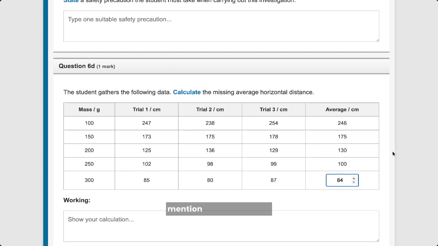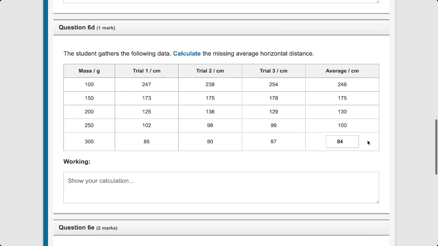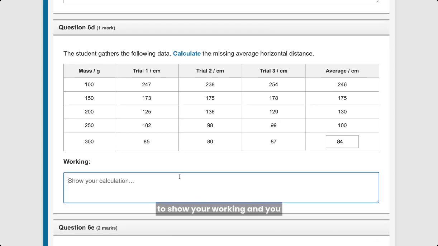Now you should not mention centimeter here, because centimeter is already mentioned on top. And of course you have to show your working, and you should be good enough to show the working. 85 plus 80 plus 87, the whole thing divided by 3.